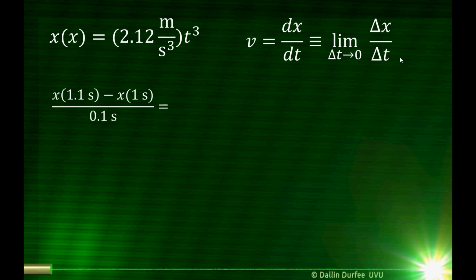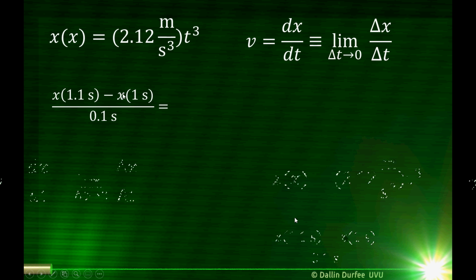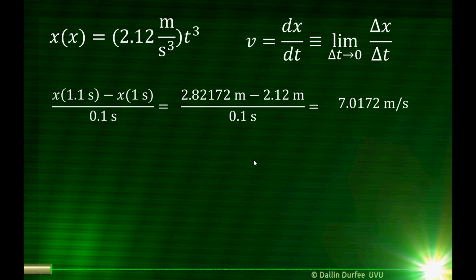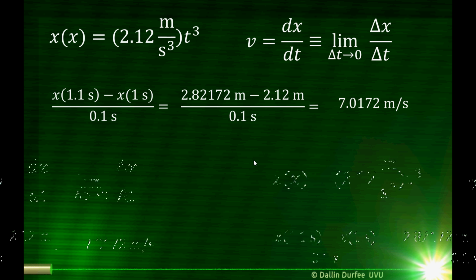So let's let our time step be 0.1 seconds. So the velocity is just going to be how far we are at 1.1 seconds minus how far we were at 1 second. So x evaluated at 1.1 seconds minus x evaluated at 1 second. And here's x again. And that's our change in position. And then I just divide by the change in time, which is 0.1 seconds. Well, if I evaluate this equation at 1.1 seconds, I get this. At 1 second, I get this. And so I calculate and I find that the electron is moving at 7.0172 meters per second. And that is the average velocity over that time interval.